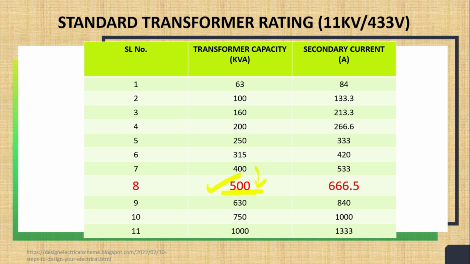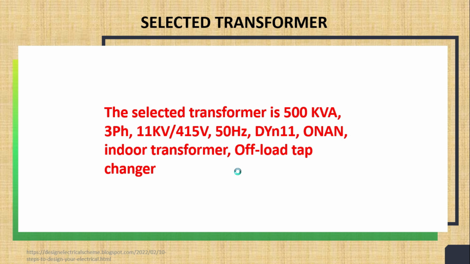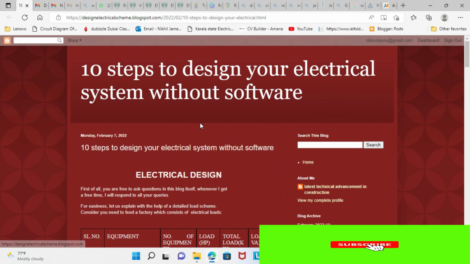Now, the selected transformer specification will be 500 kVA 3 phase 11 kV by 415 volt 50 Hz DYN11 ONAN indoor transformer with off-load tap changer. Here, the tap changing can only be done with the permission of the local authority. The other terms and specifications are explained in detail in my blog.